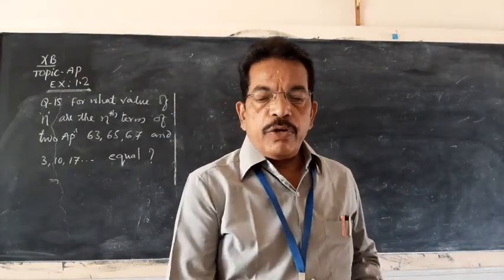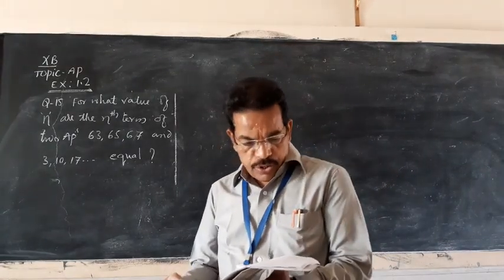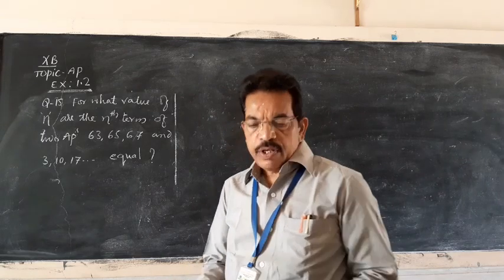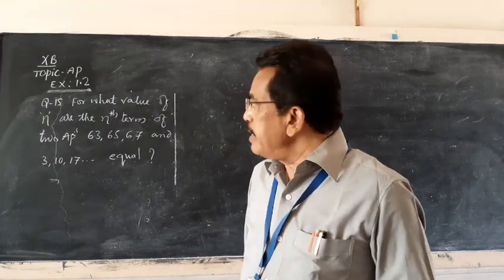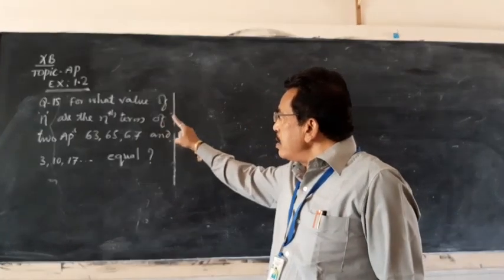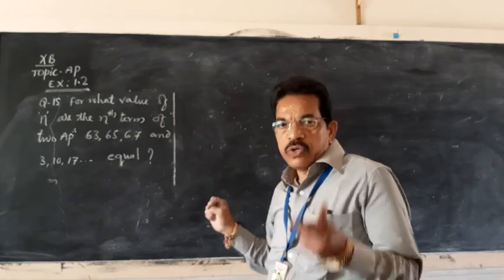Today, let us continue exercise 1.2, sum 15. Question number 15 reads like this: for what value of n are the nth terms of two APs equal? There are two APs given.